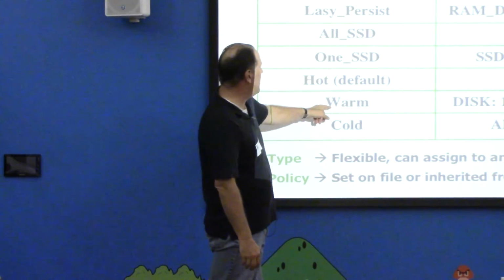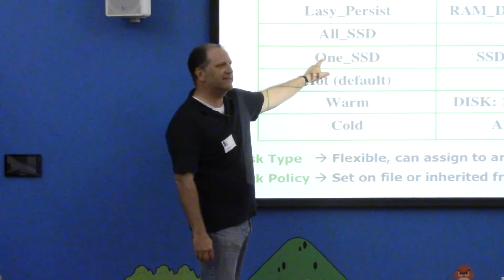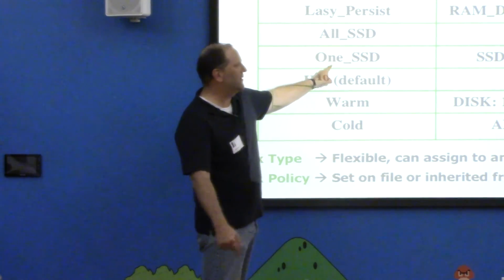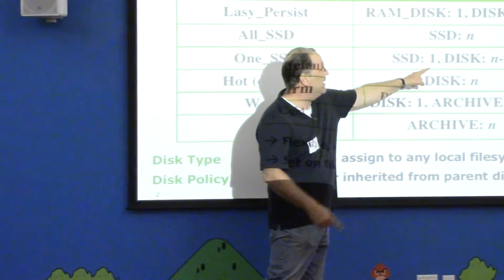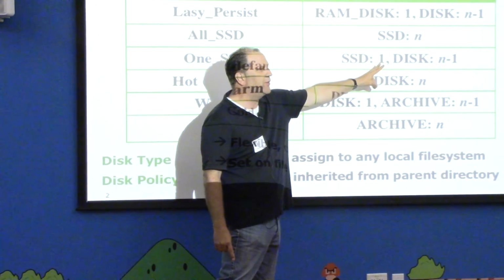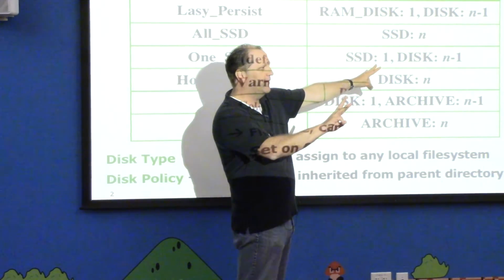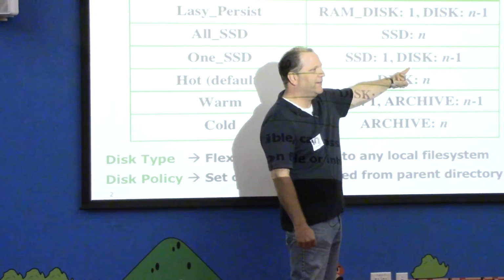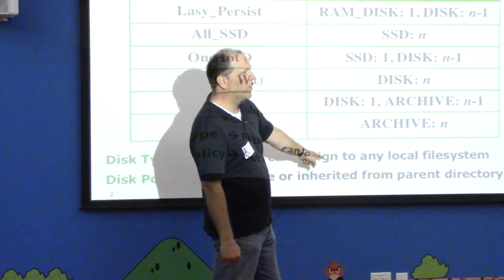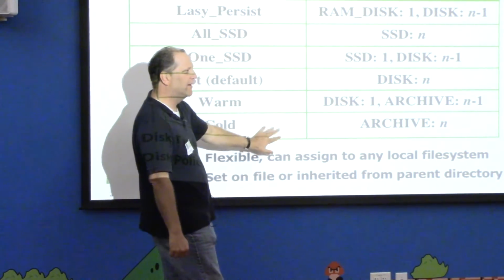You can see here that if I'm doing, let's say, One SSD, I want one copy on SSD. It's going to be one copy of the data file on SSD, two copies on disk if I'm doing 3. If I have 4 replicas, it's going to be 1 and 3, right? So this is how these work together.